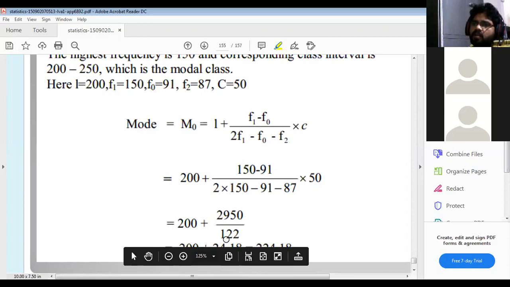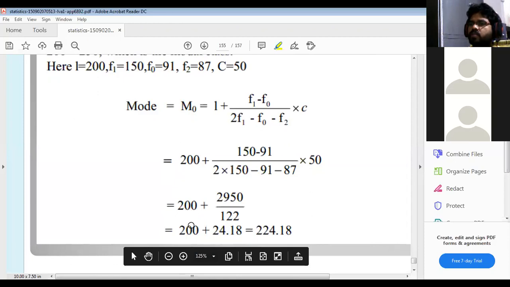So divide by 122. So you will get 200 plus, if you divide this one, you will get 24.18. So when you add 200 plus 24.18, you will get 224.18. So if you do not understand, I will clearly explain also.